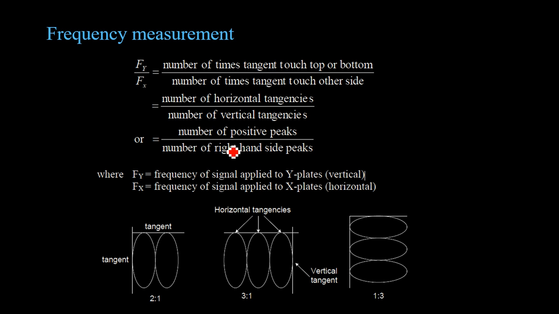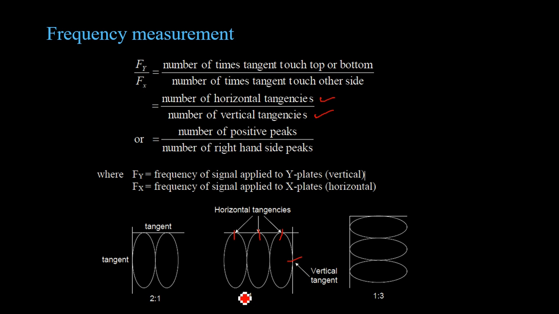Now frequency can be measured with the help of this Lissajous pattern. Once you obtain the Lissajous pattern, you draw two tangents, a horizontal tangent and a vertical tangent, and you see the points at which the horizontal tangents are meeting the signal. So here you have 1, 2, 3. So these are 3 tangents in the horizontal direction. You have 1 tangent in the vertical direction. Now the frequency of the vertical signal divided by the frequency of the horizontal signal is given by the number of horizontal tangents by the number of vertical tangents.